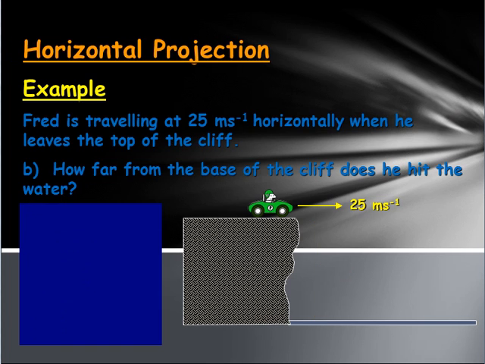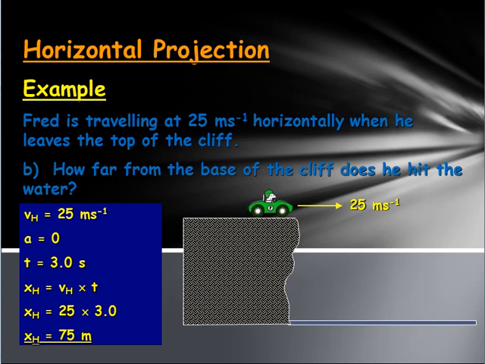Alright, so part B. How far from the base, or what's the range, if he was travelling at 25 metres per second as he leaves the cliff? So we have u_h equals v_h, so constant horizontal velocity. We have a equal to 0 because there's no acceleration in the horizontal direction. We have the time of 3 seconds. So therefore, x equals ut plus a half at squared. The last bit disappears. We've got x equals v times t. So we substitute in. We've got 25 times 3. He actually lands 75 metres out from the base of that cliff. It's not a bad effort, Fred.